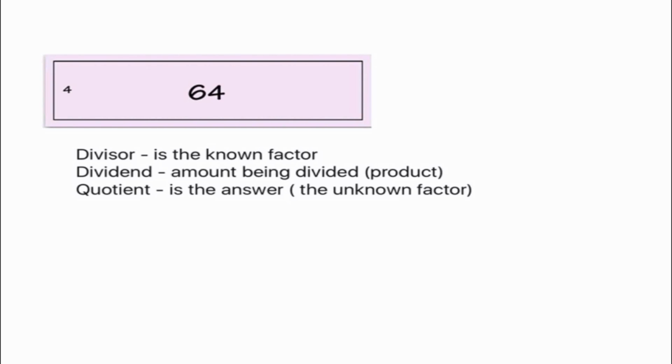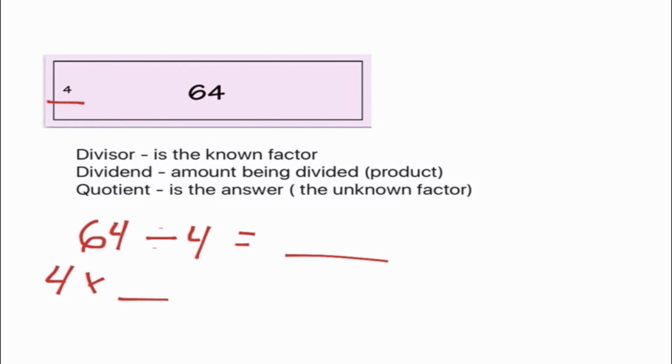So let's take a look at this. We know that we have a 64. We know that we're going to divide it by 4 because that's the known factor. And our goal is to find out, how many times does that work? Well, we're going to start with what we know. 4 times blank is going to give us what? I'm going to start with my easy peasy number, 10. 4 times 10 is going to give me 40.